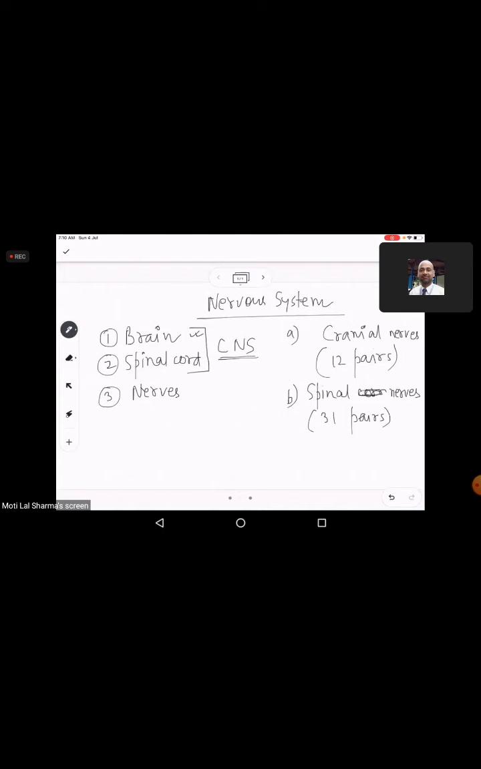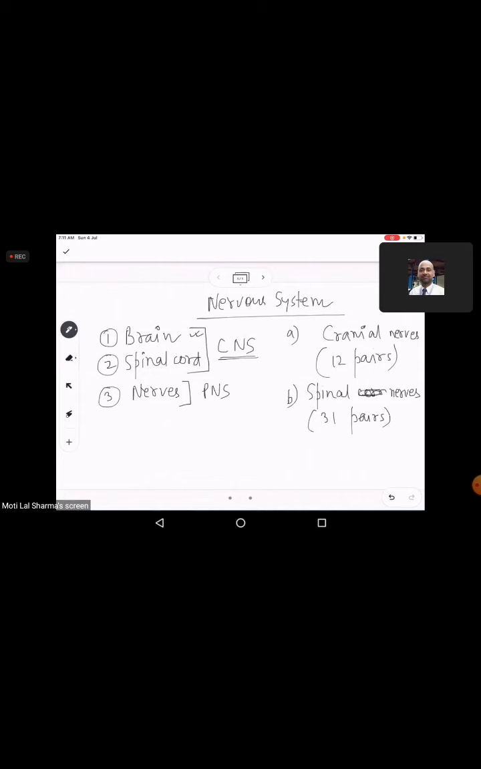So our nervous system has these three structures: brain, spine, and nerves. Brain and spine are included in central nervous system, and nerves are included in peripheral nervous system. So our nervous system has these two divisions: central and peripheral.